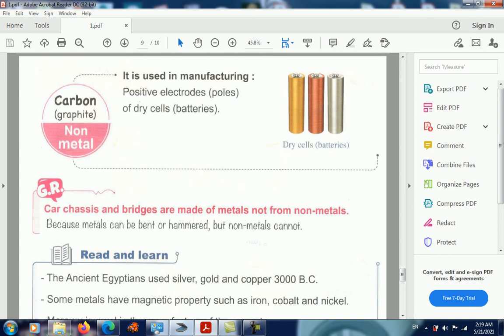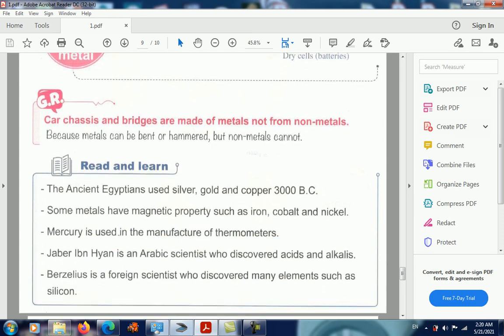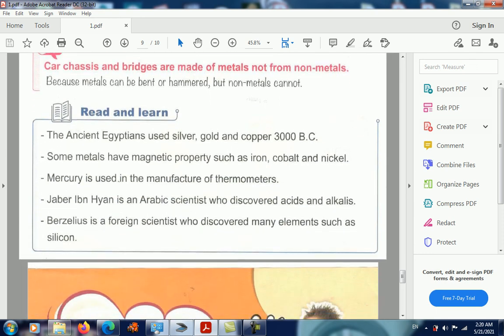The carbon or graphite, which is a non-metal, it's used in manufacturing what? Positive electrodes, poles of dry cells, the batteries. In the manufacturing part of the batteries. So give reason. Car chassis and bridges are made of metals, not from non-metals. Because metals can be bent or hammered, but non-metals cannot.